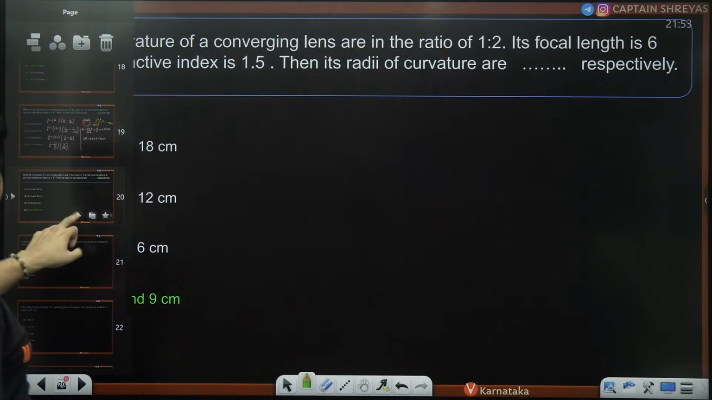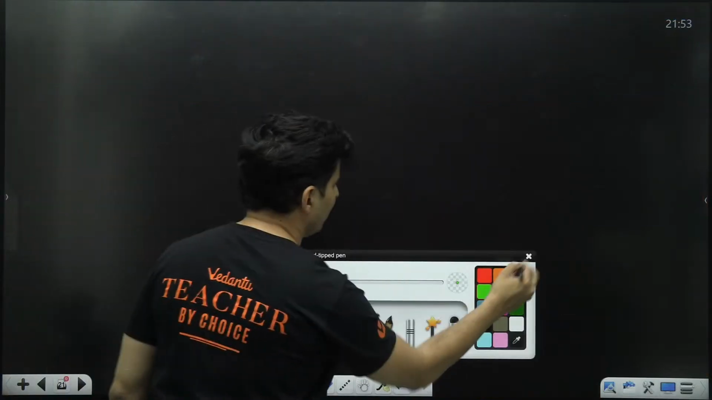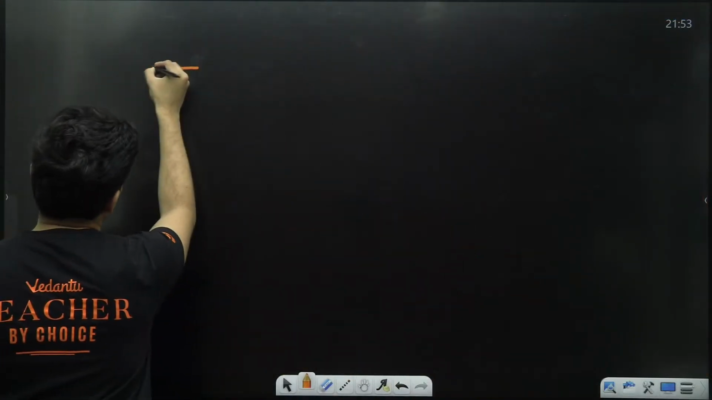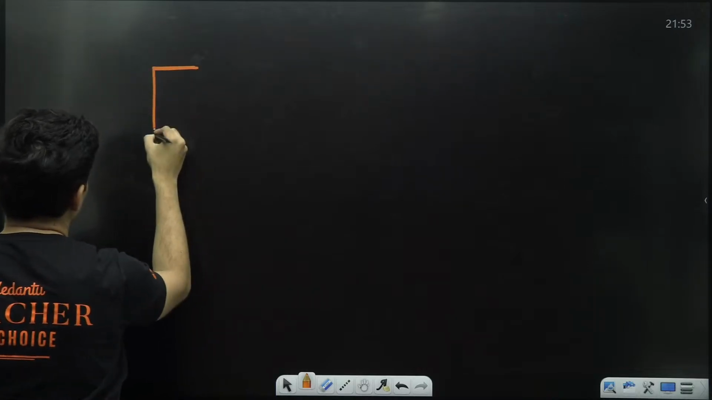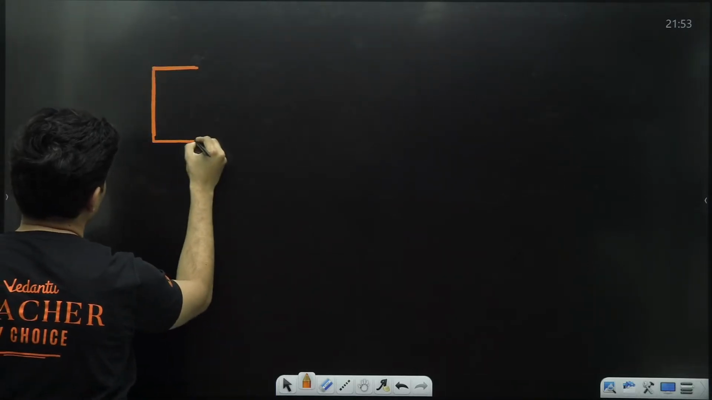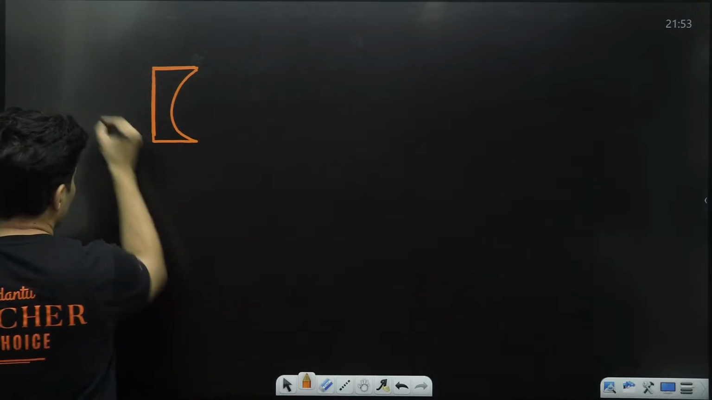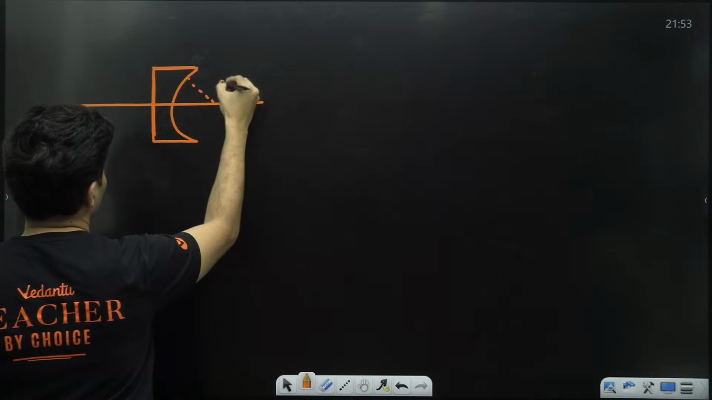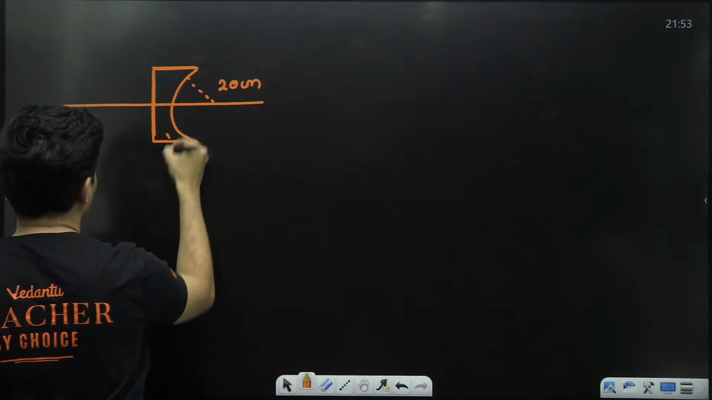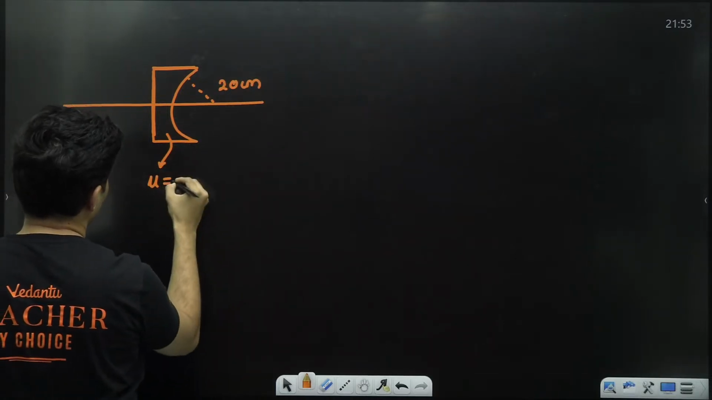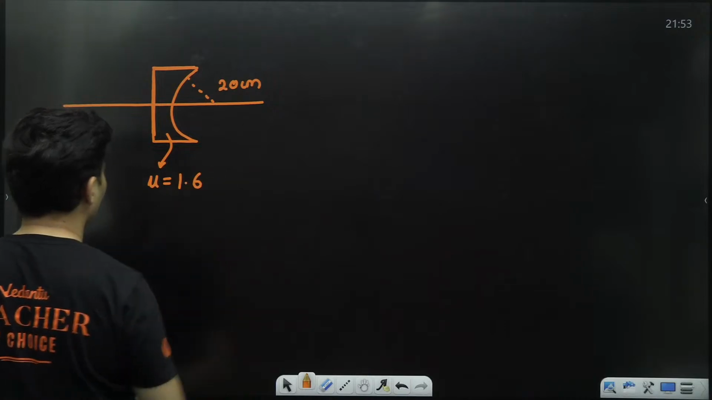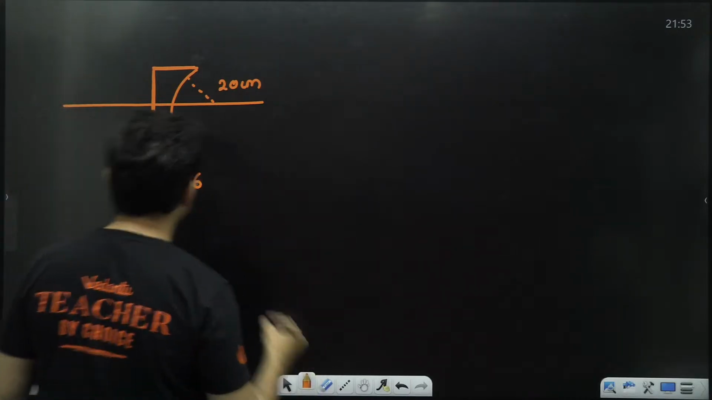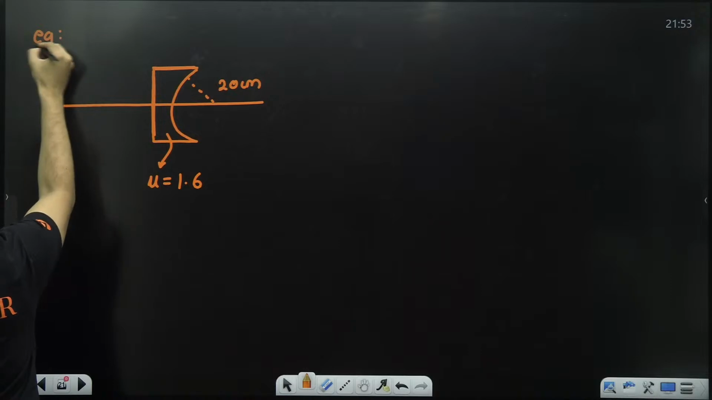Sir, I saw one question somewhere, sir. I saw one flat surface, and it was like this. I didn't know how to solve that question. They told this is 20 centimeter or something, and this was, let's say, refractive index of 1.6 or something like that. Sir, how do I find the focal length of such a thing?